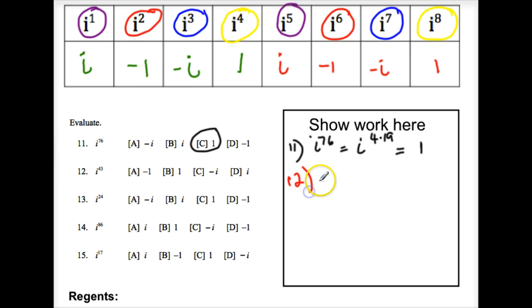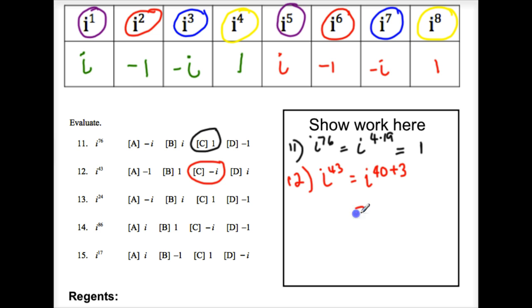12. i to the 43rd power. If you check 43 divided by 4, it comes up to 10 point something something something. So we know this is actually going to be i to the 40 plus 3. Why is it 40? Because 10 times 4 is 40. So it's going to be 40, which is going to be right here, and then 3 more. Where is that 3 extra? It's going to be a -i, which is choice C.